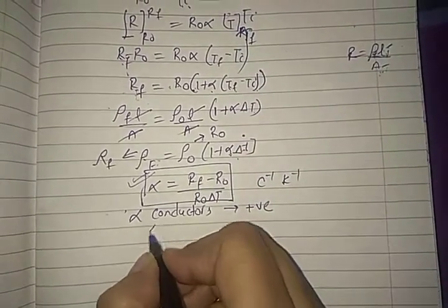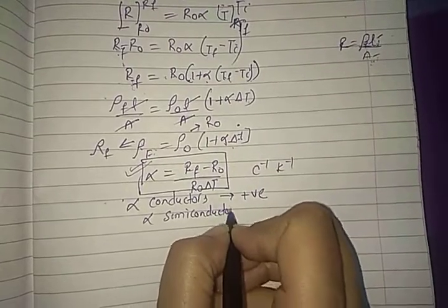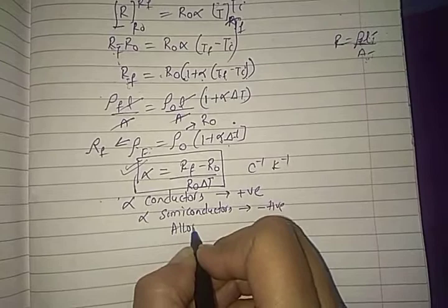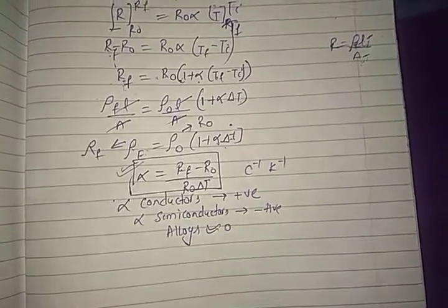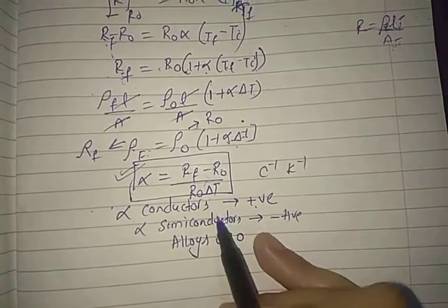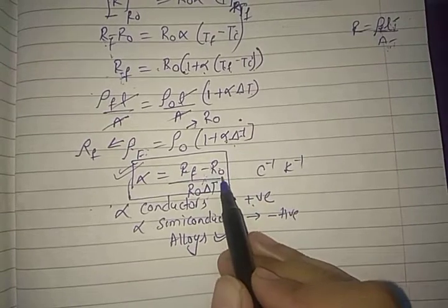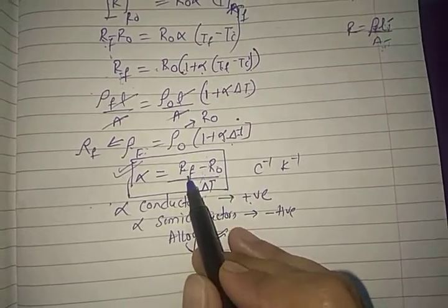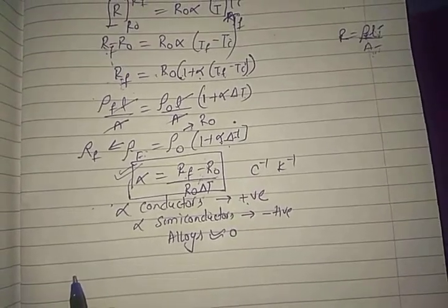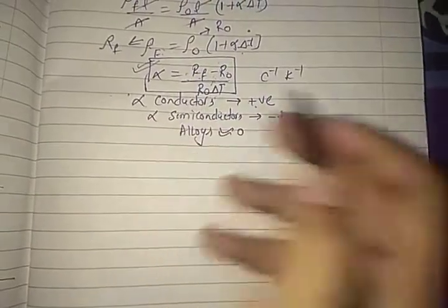Alpha for semiconductors is negative, and for alloys it is nearly 0. From where did we get it? We got it from this relation, because what will happen here? Initial resistance will be lesser than final, on increasing the temperature, that is why it will come positive. Got it? I hope you have understood this relation.